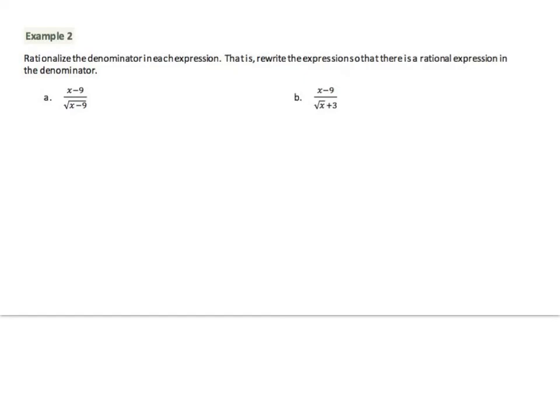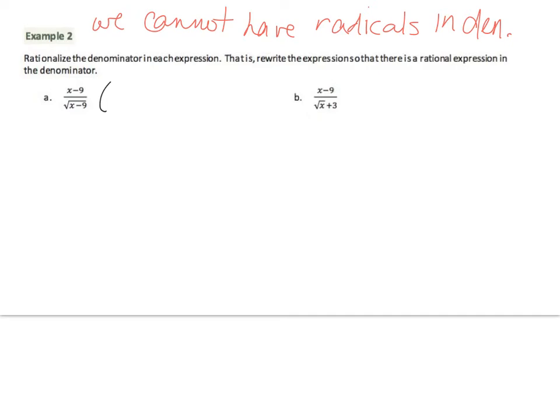Okay, now we're going to rationalize the denominator in each expression. So we need to write the expression so there is a rational expression in the denominator. That basically means that we cannot have radicals in the denominator. It's not allowed. So to rationalize them, we actually multiply them by themselves. We just did a bunch of examples that said if we square a radical, then the radical gets canceled. So I'll show you every step this time.